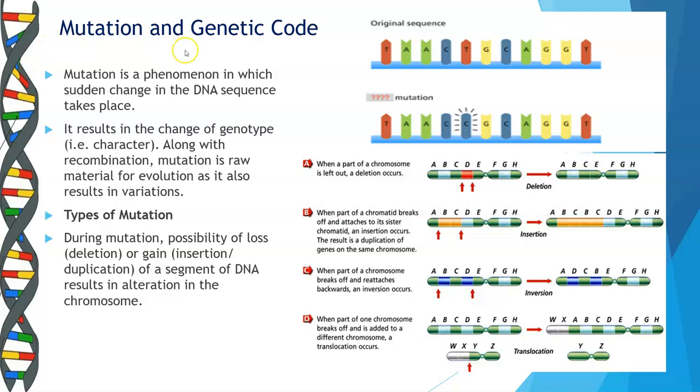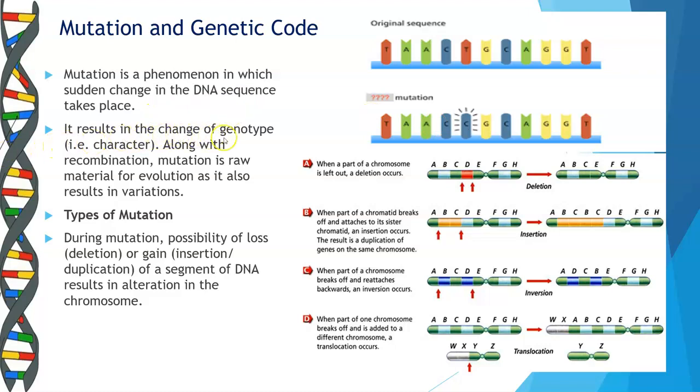Students, what is mutation? Mutation is a phenomenon in which sudden changes in the DNA sequence take place. Have a look at the image here. This is your original DNA sequence and this is a sequence showing mutation. Look at this point. In your original DNA sequence, you have a thymine base, and in the mutated one, the thymine base gets replaced by a cytosine base. This change in the sequence of your DNA is called mutation.